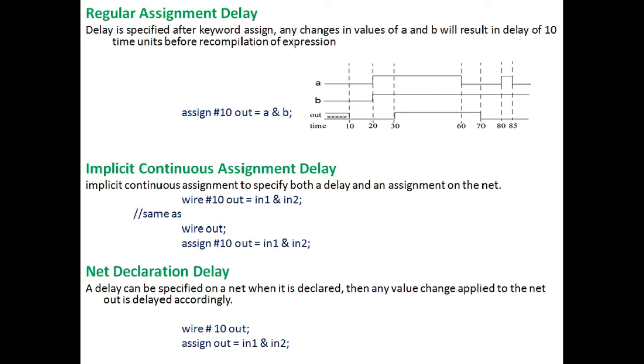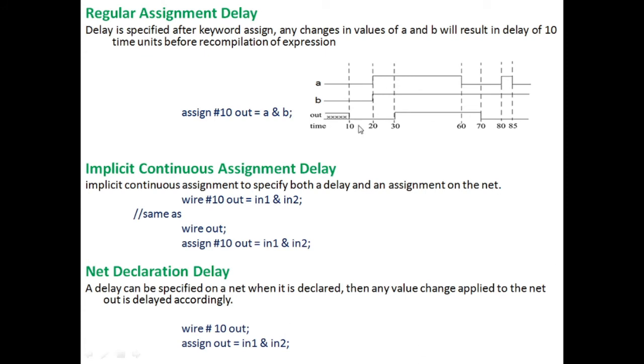Now, what is this regular assignment delay? Any change in the values of A and B will result in a delay of 10 time units. You are able to observe the time units, and the expression A and B, and the result will be obtained at OUT, as discussed.